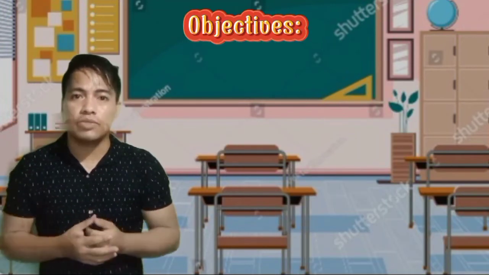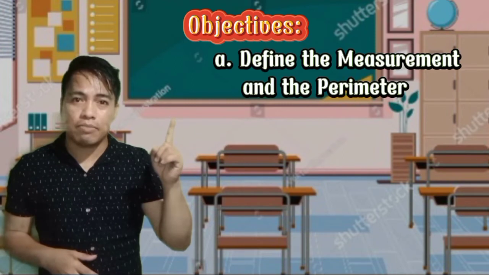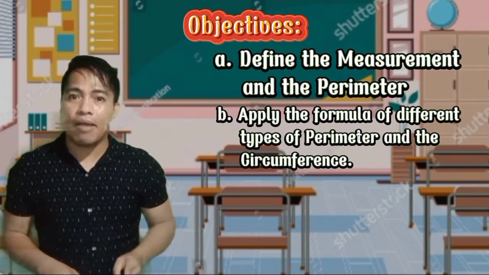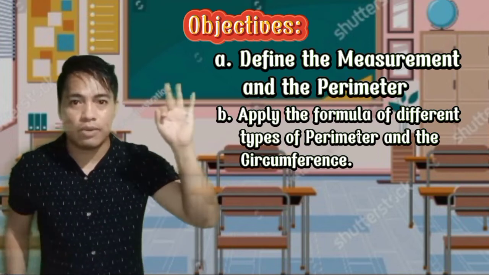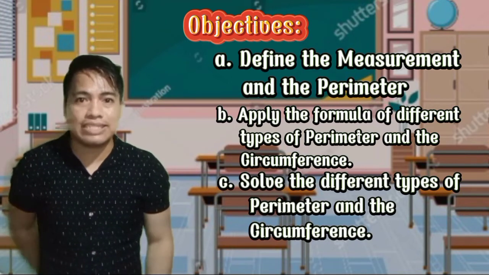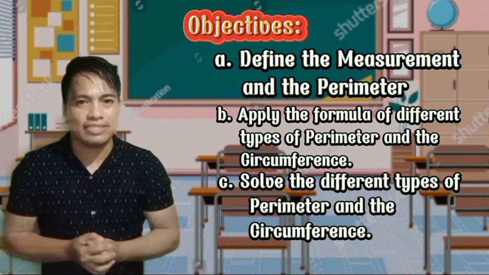These are the following objectives. First, define measurement and perimeter. Second, apply the formulas of the different types of perimeter and the circumference. And the last one, third, solve the different types of perimeter and the circumference.